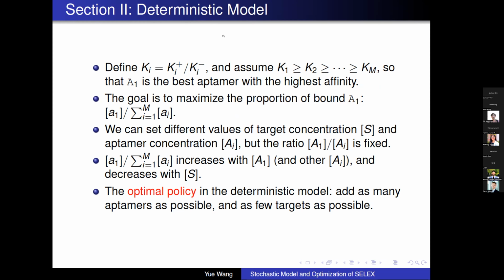In this deterministic model, we can prove that this proportion increases with the aptamer concentration, and it decreases with the target concentration. Therefore, the optimum policy in the deterministic model is to add as many aptamers as possible and as few targets as possible.